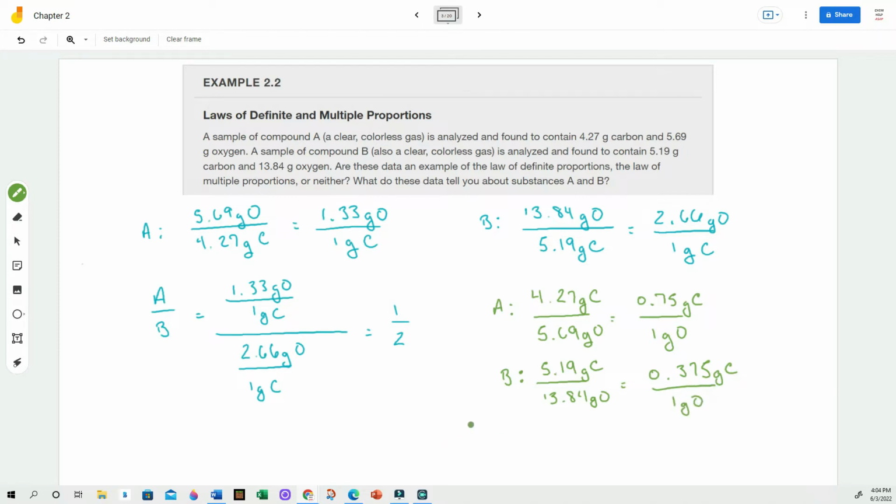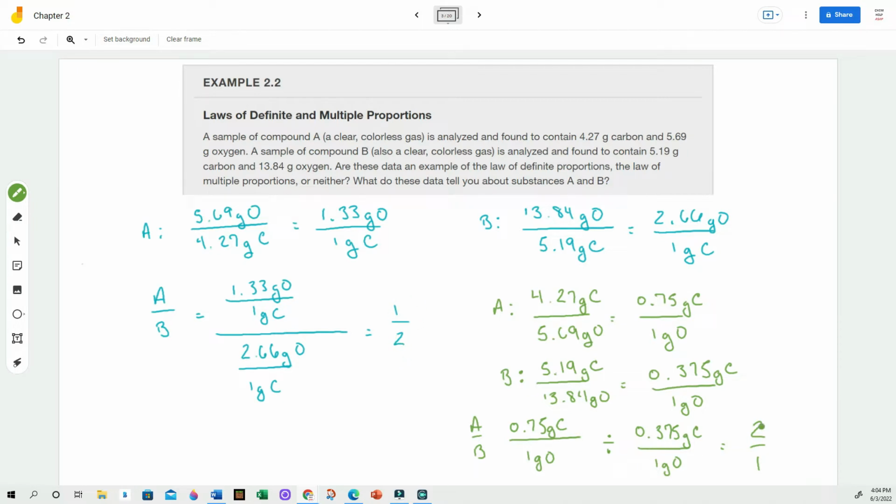And then just like previously, if I take A over B, this is again going to be a little bit awkward. 0.75 grams carbon over 1 gram oxygen. I think I'm just going to put a divide here because I'm running out of space, but it is the same math that we did previously over 1 gram oxygen. What you'll see is this reduces to 2 over 1. So we get the same ratio, it's just flipped.